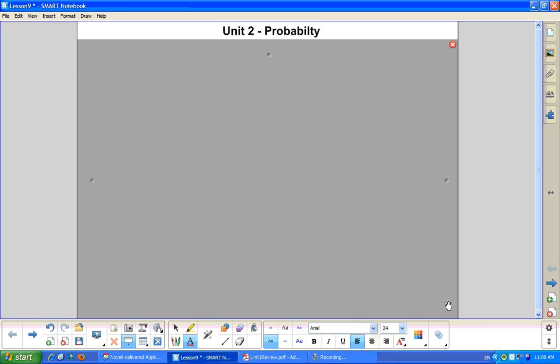Hello and welcome to Unit 2, Probability. In this unit we are going to use the skills we learned in the first unit and apply them to the concept of probability.